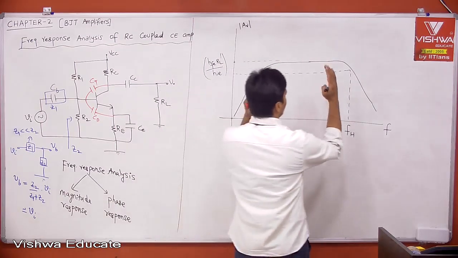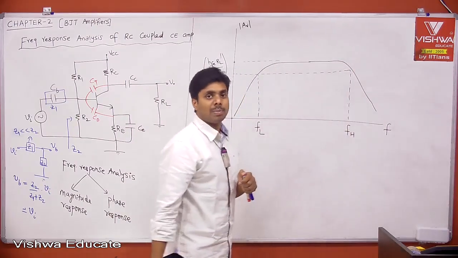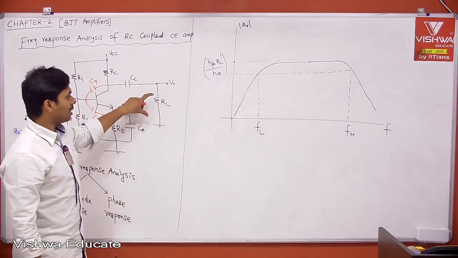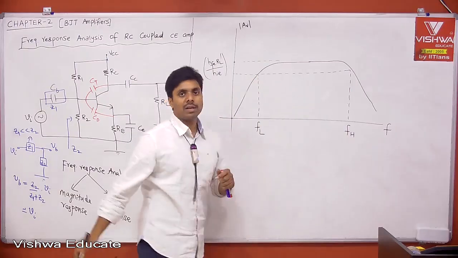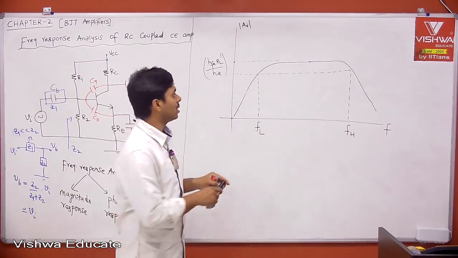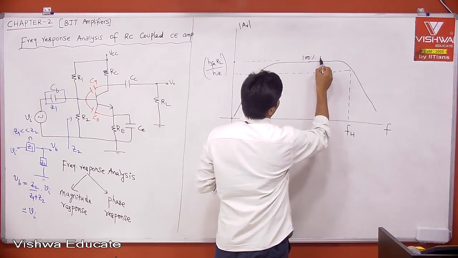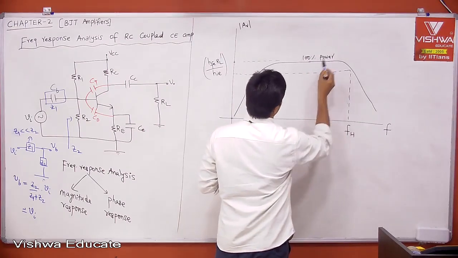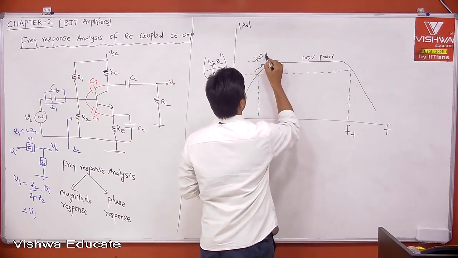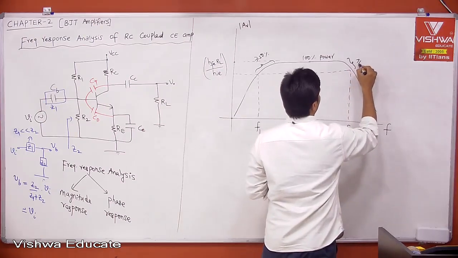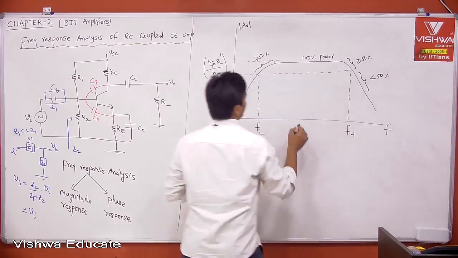The frequency range in which the gain is more than 50% of the maximum gain, or the power you are delivering to the load is more than 50% of the maximum power you are delivering to the load, that is called 3 dB bandwidth. Let us say this is the maximum power, 100%. Here the power you deliver is definitely more than or equal to 50%. Here also more than 50%. But in this portion the power will be less than 50%.